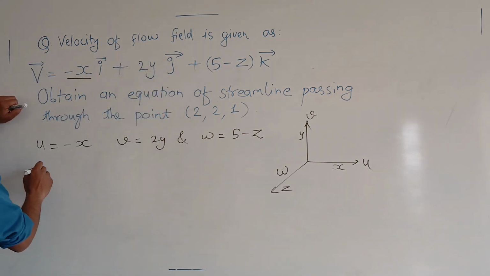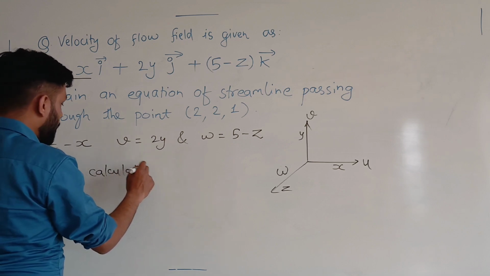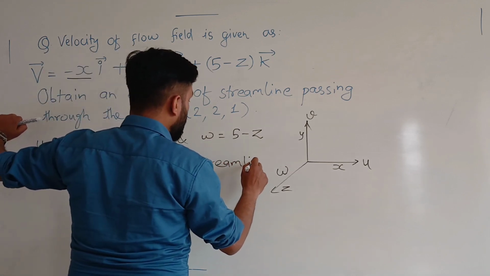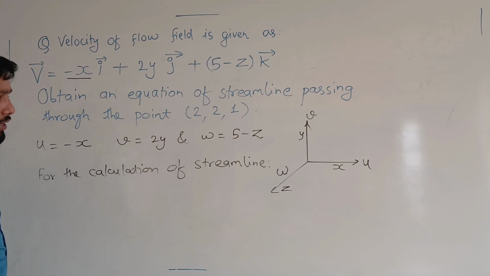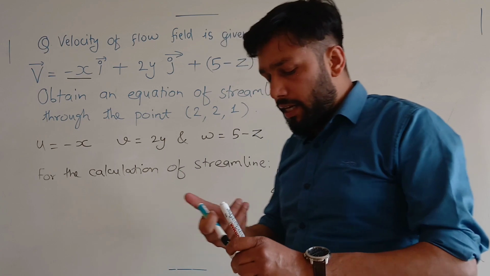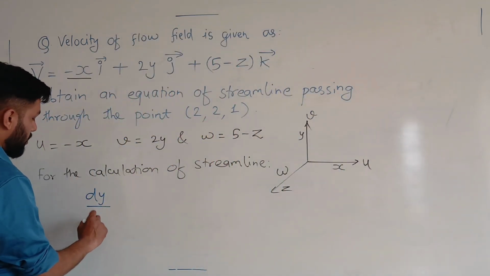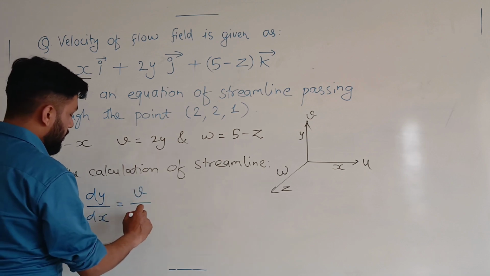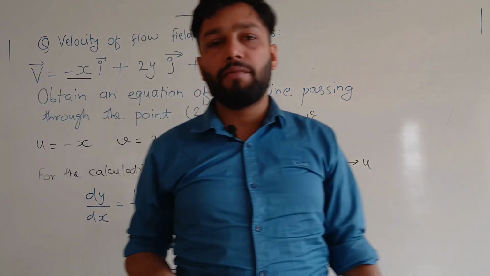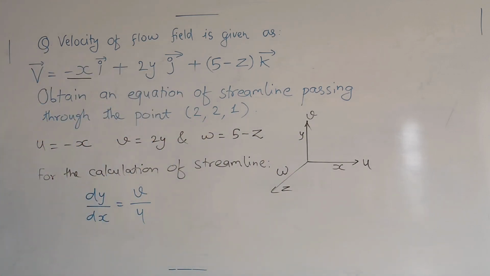For the calculation of the streamline, you have a three-dimensional equation. For a two-dimensional system you have been writing like this: dy by dx is equal to v by u. This is the equation to determine the equation of the streamline for a two-dimensional system. But for a three-dimensional system you have to rearrange it like this.